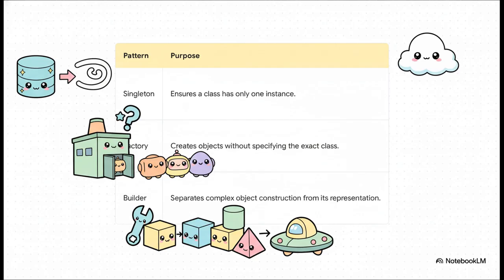Then there's the factory pattern, which is a total lifesaver when your code needs to create an object, but you don't know exactly what kind of object until the program is actually running. And finally, the builder pattern. This one's amazing for breaking down the construction of really complex objects, letting you build them step by step.